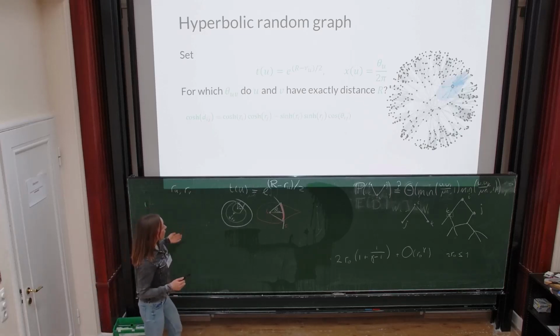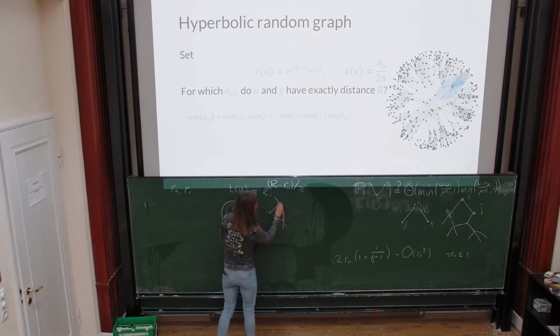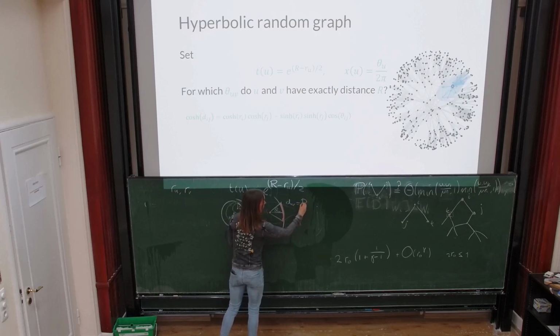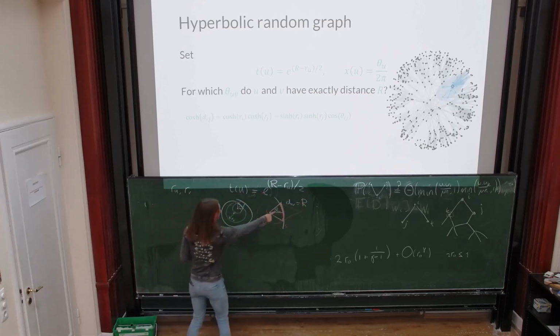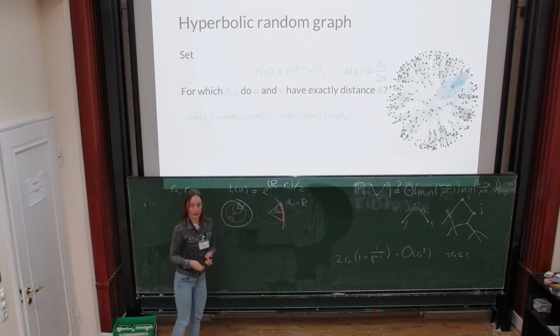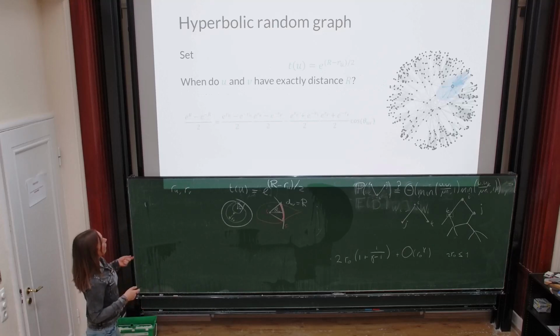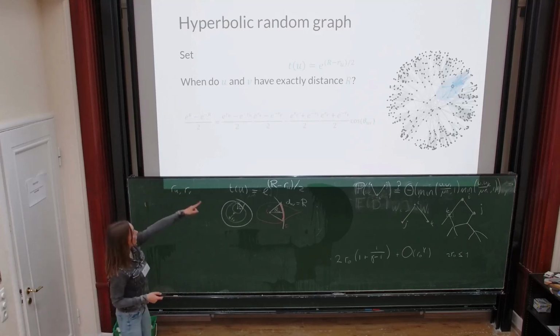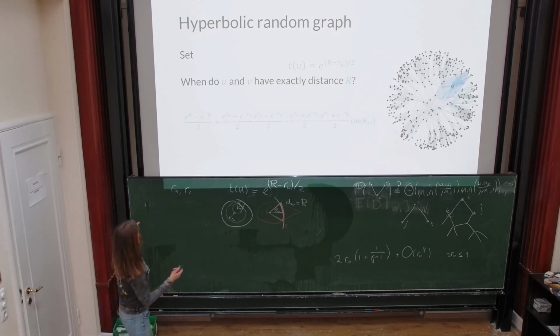In other words, when do a point with radius RU and one with RV, and here this is the point where the distance is exactly r, because this is exactly where they hit each other. In here, the distance is strictly smaller than r. So what do we do? Well, when do points u and v have exactly distance r? This is just the definition of hyperbolic distance. It's not great, but this is what it looks like.